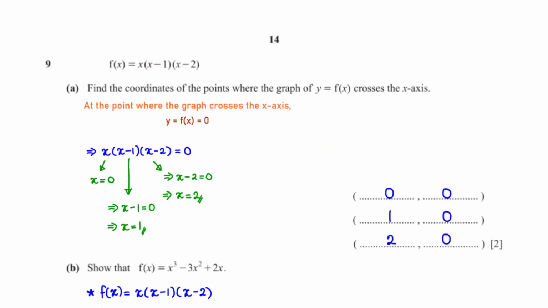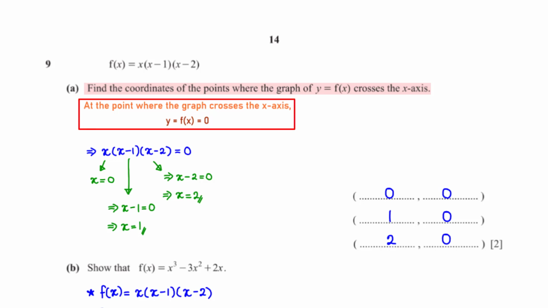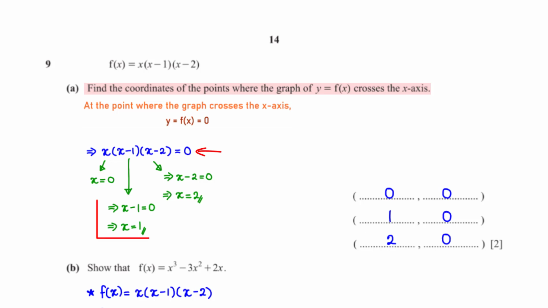f of x equals x times (x minus 1) times (x minus 2). Find the coordinates of the point where the graph of y equals f of x crosses the x-axis. At the point where the graph crosses the x-axis, y equals 0. When we substitute y equals 0 into the equation, this is what we get. From here we get x equals 0, x equals 1, and x equals 2. And so the coordinates where the graph crosses the x-axis are (0, 0), (1, 0), and (2, 0).